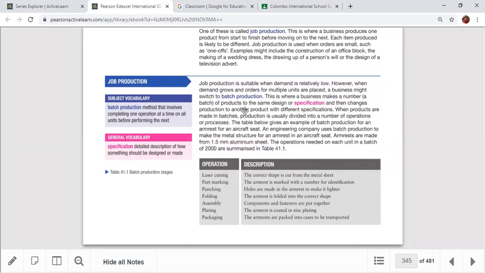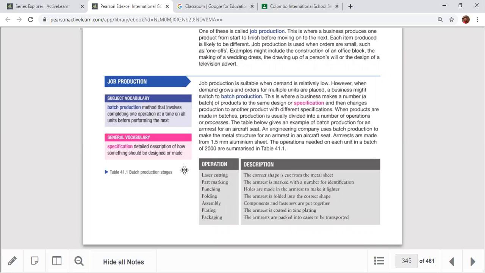In batch production, you have to make so many items, batches like 100, 200, 1000. Batch sizes vary, and a number of operations are involved. So you are using capital and labor both at that time. These are the main features of batch production. You can see the operations for each unit of a batch: laser cutting, punching, folding, assembly, plating, packaging. So many descriptions are there.